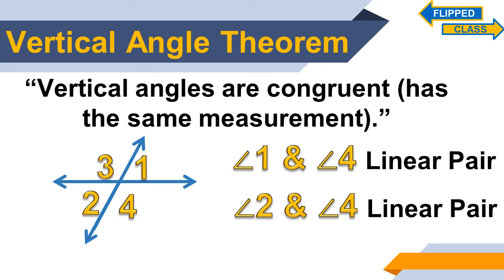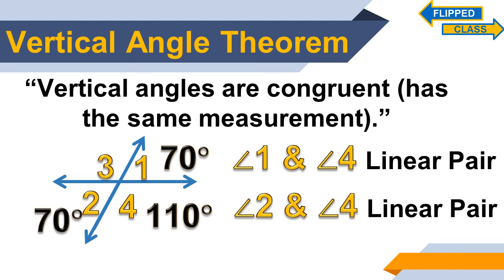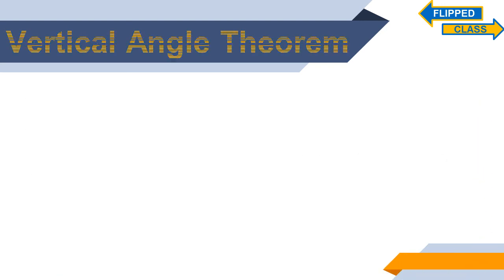If you are not convinced by that, let's use values here. Let us say angle 1 measures 70 degrees. Since angle 1 and angle 4 form a linear pair, they must be supplementary. Angle 4 is 110 degrees. Angles 2 and 4 are also supplementary because they form a linear pair, and therefore angle 2 is 70 degrees as well. Look at the relationship of angles 1 and 2. They have the same measurement. This is a proof that vertical angles are congruent. We have proven this one.